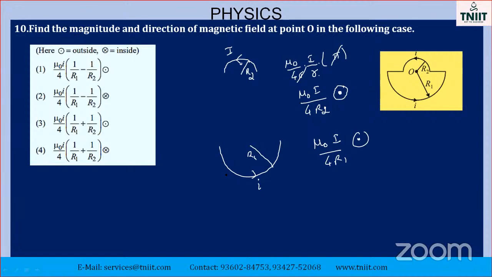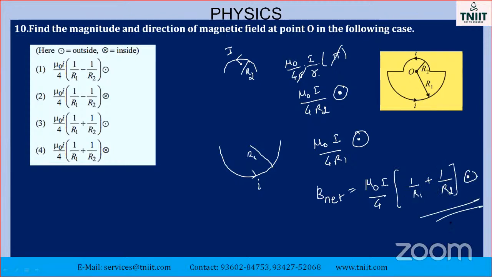Since both the fields are acting in the same direction, you can tell the net magnetic field should be added up. In that, mu naught I by 4 is constant. So the left out term will be 1 by R1 plus 1 by R2. And the magnetic field is acting out of the plane. So option 3 is the right answer. For anti-clockwise direction, the field will be out of the plane.